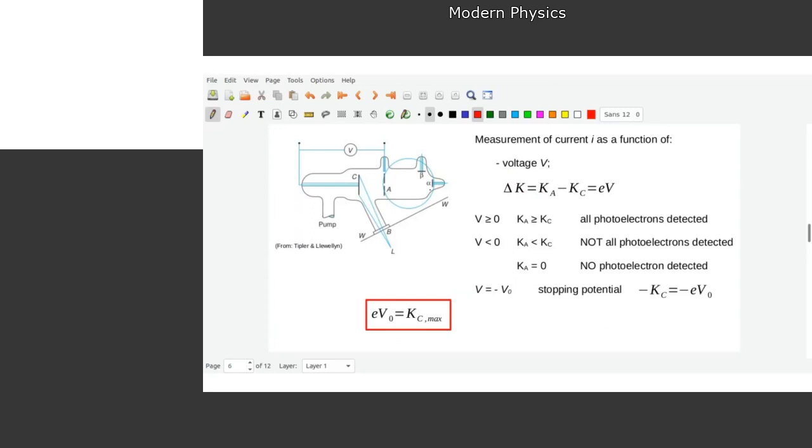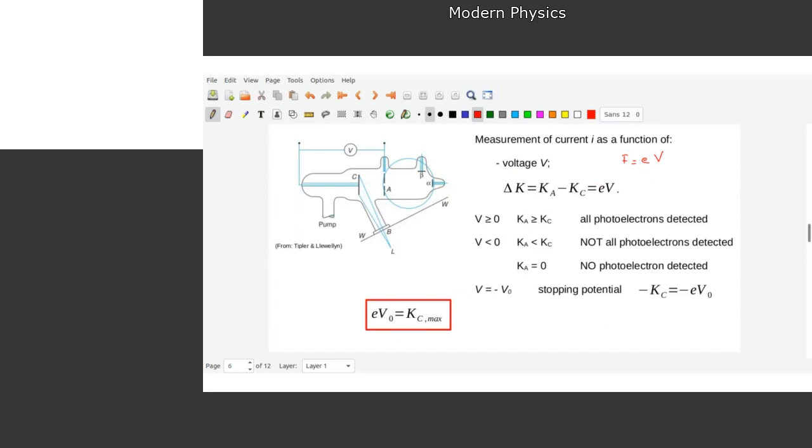So we have the variation of the kinetic energy, Ka minus Kc, final minus initial, and this is equal to the work of the force. So the force is eE, where E is positive here. This e is the elementary charge of the electron. We know that actually the charge of the electron is minus e. And so this is eV. So how do we know this is eV?